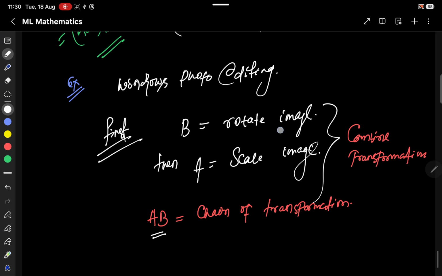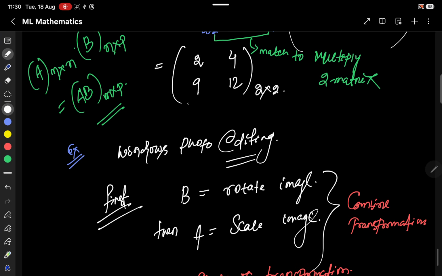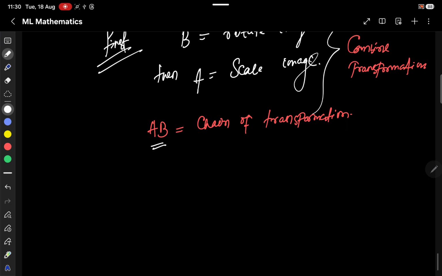I don't want to do the matrix multiplication again because I already did it, but this is mostly an example of how these things work in the real world. These matrices are nothing but pixels. Images are nothing but combinations of pixels, and you are trying to convert those pixels.